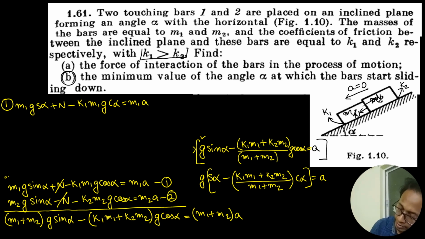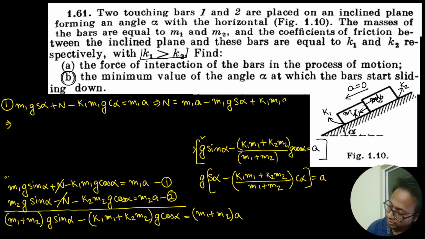So the value of N would be nothing but, if I send this entire term to the right hand side except N, N is equal to m1a minus m1g sin alpha plus k1 m1g cos alpha. Now what I'll try to do is substitute the value of a.